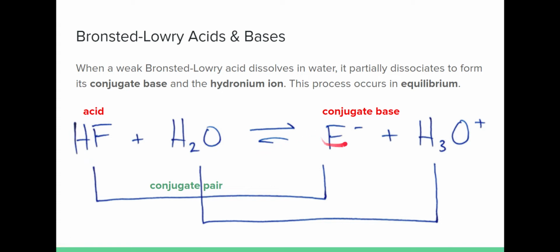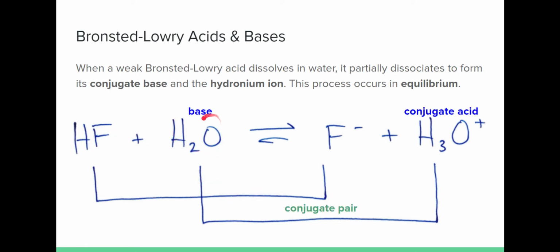Since protons are positively charged, every time you lose one, that conjugate base becomes more negative by that factor. These two substances, because they only differ by a proton, are considered to be a conjugate pair. Now, in this particular interaction, we also have water accepting the proton from the HF. So in this situation, water is behaving like a Bronsted-Lowry base, and its conjugate acid is the H3O+ that's being formed in the products. Again, this is also a conjugate pair.